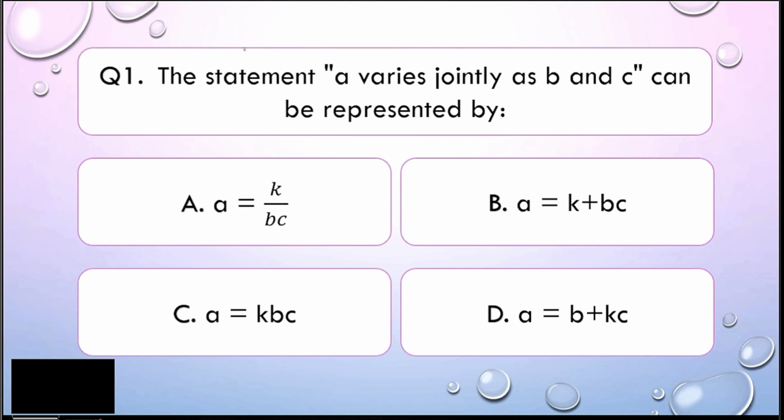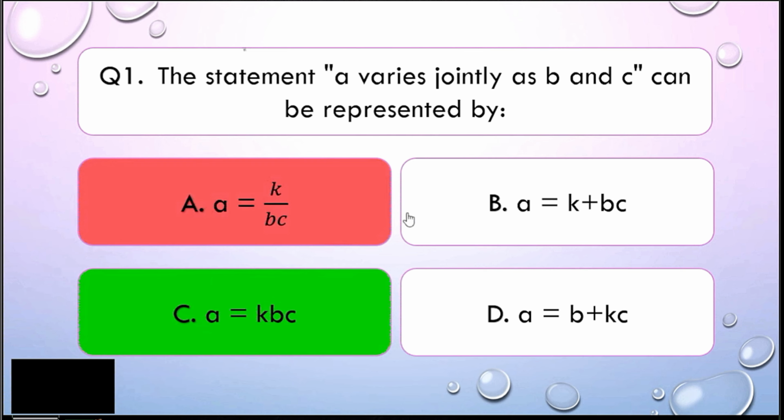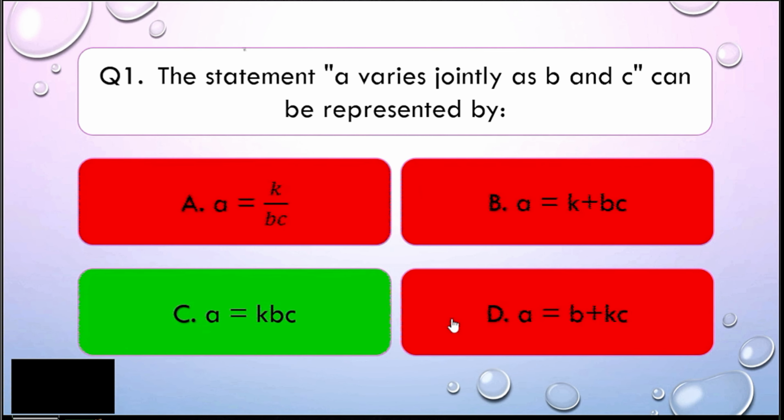Basically, my dear math learners, when we talk about jointly, we are talking about a joint variation in which there is a k, which is the constant of variation, multiplied by the variables B and C. So that will become KBC. So the correct answer for this given question is letter C. Easy, right? Very easy, my dear math learners. So now let us go to question number 2.